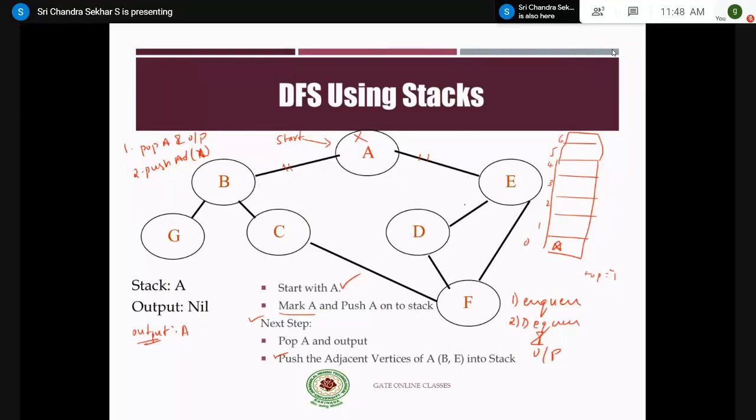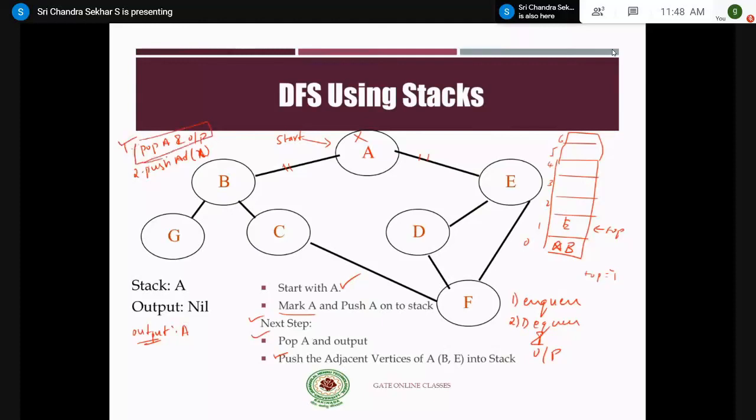You can go from left to right, or you can follow the lexicographical order, whatever it may be. And what I'll do is I'll go for the lexicographical order. Therefore, I push B first and then E. My top is here, right?